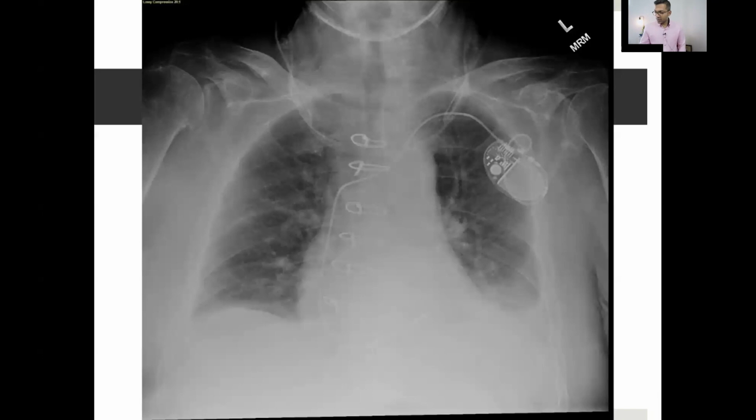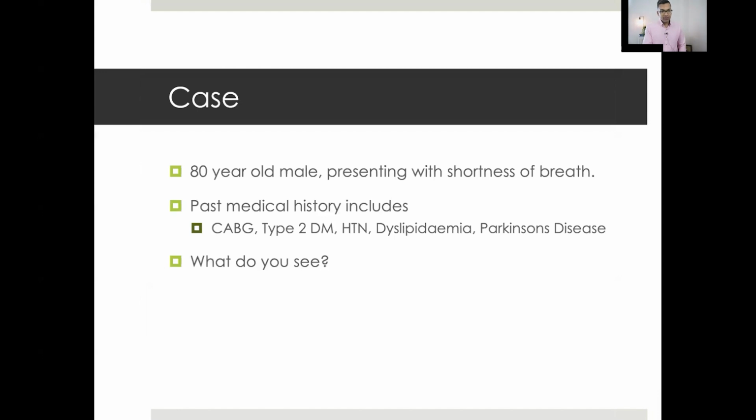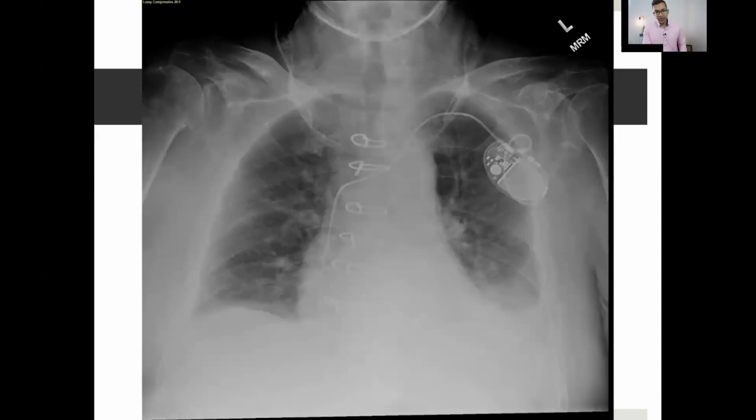Hopefully everyone's had a go at saying true statements of what they see, and based on this clinical picture, what they might expect to see. Liz, what are your thoughts?